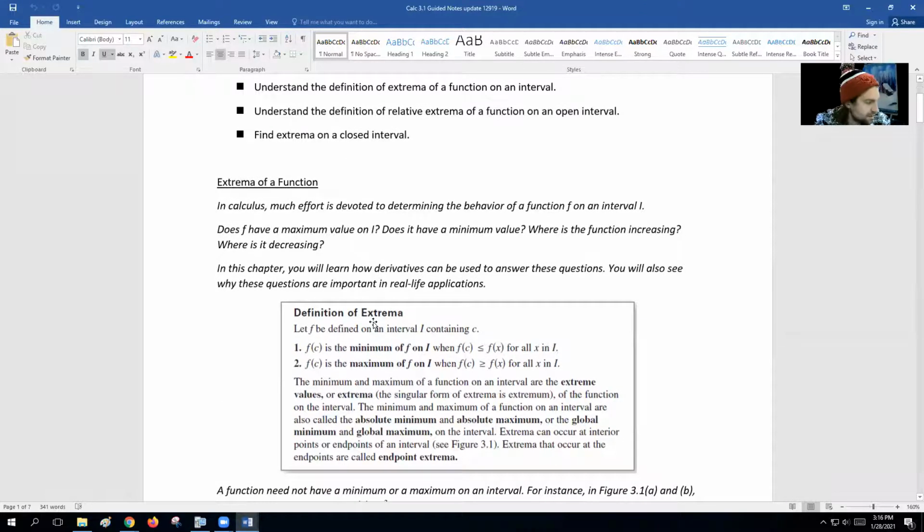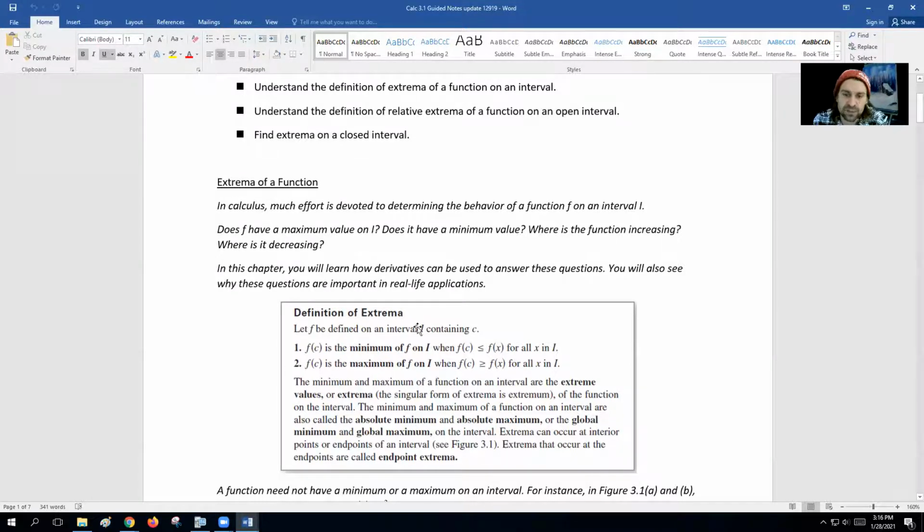In calculus, much of the effort is devoted to determining the behavior of a function f on an interval I. So in some space, how does that function work? Does f have a maximum value in that interval? Does it have a minimum value? Where is f going up, increasing? Where is it decreasing? In this chapter, chapter 3, we're going to go through all those different things, and we're going to learn how derivatives can be used to get the answers to those questions.